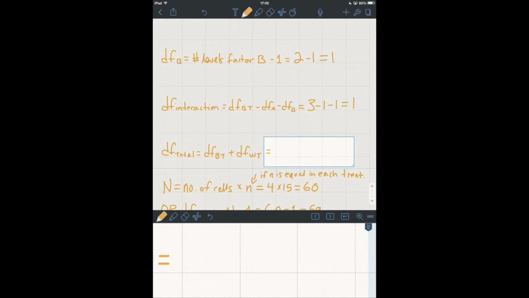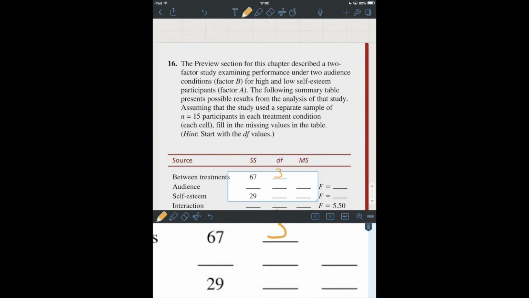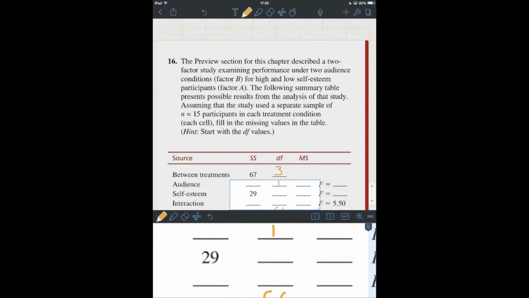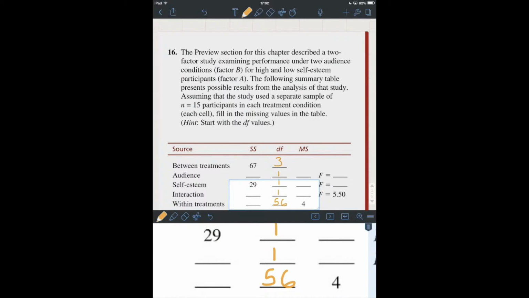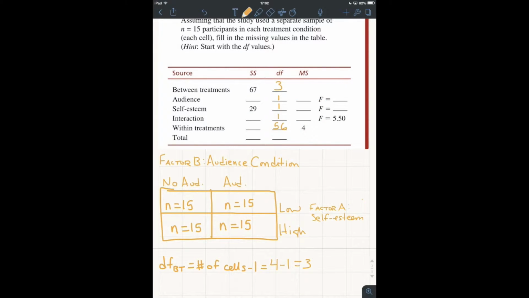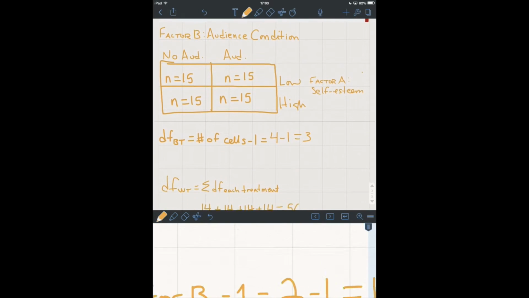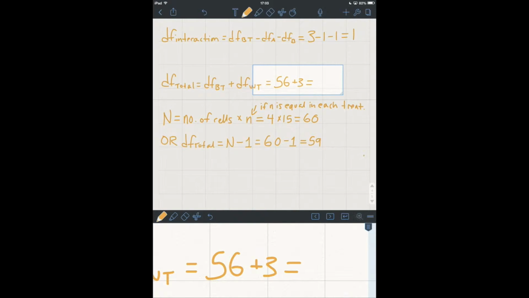So we can fill it in the source table as we go. So audience has 1 degree of freedom. Self-esteem has 1 degree of freedom, and the interaction has 1 degree of freedom. And all we need to do is find the total degrees of freedom, which is simply the between treatments degrees of freedom and the within treatments. So 56 plus 3 is 59. So I'll just show that to you down here. So in equation format, 56 plus 3 equals 59.